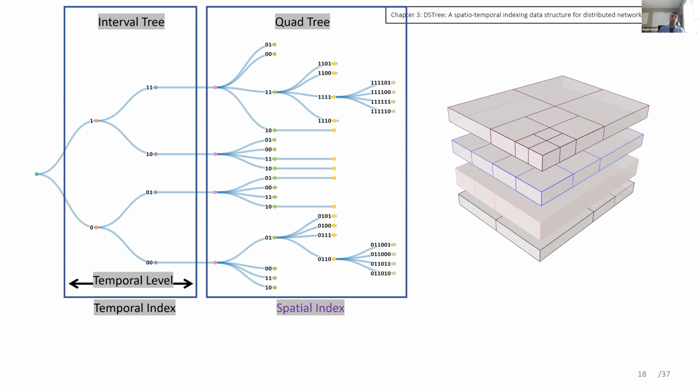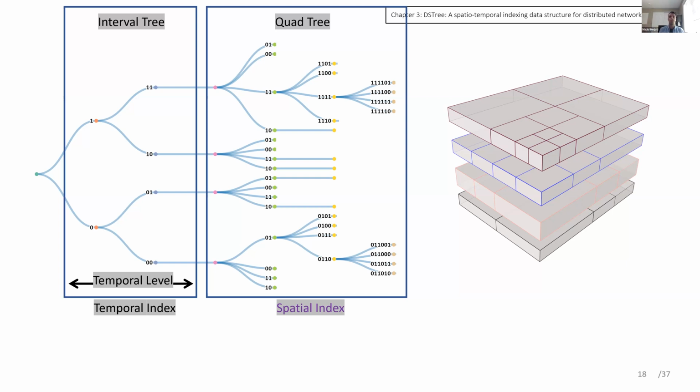As you see, it is a two-level tree structure. We have an interval tree at the top part and a quad tree at the bottom part of that. The interval tree has a temporal level that the user sets when we create that data set, that index. And the interval tree is a two-branch tree, so it has left, right, and we assign 0 and 1 to that. And the quad tree is a 4-branch tree, so we have a quad index there.